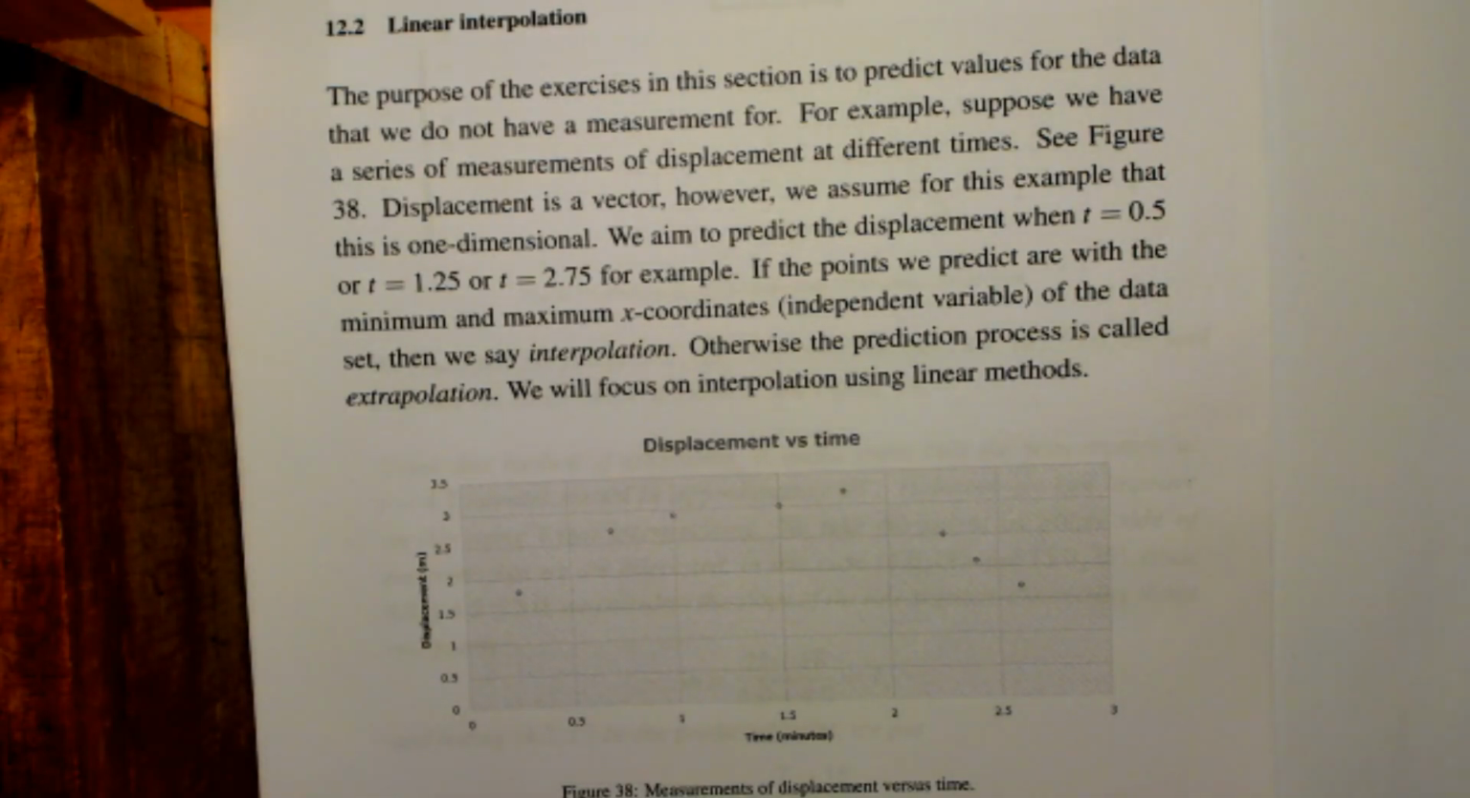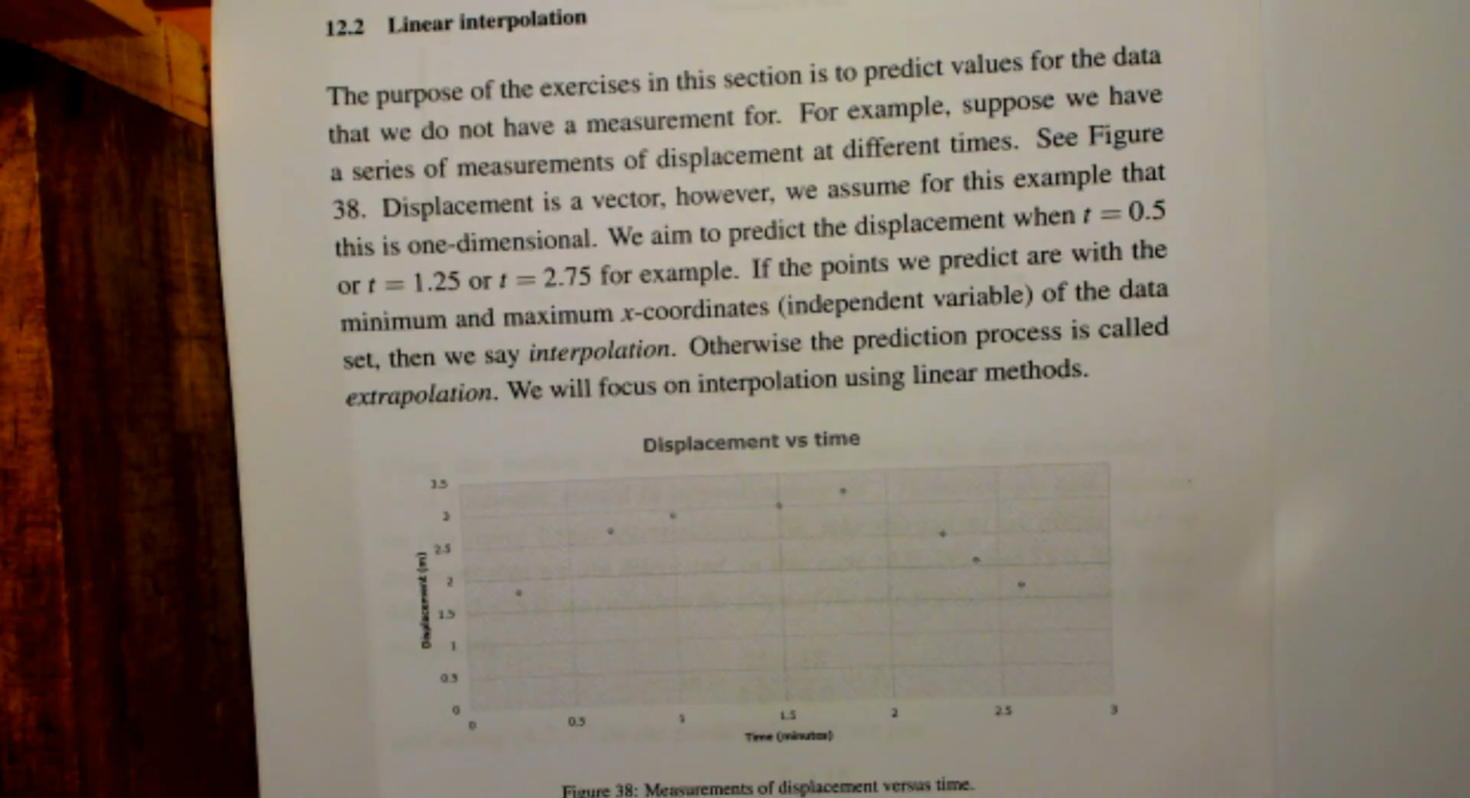Alright, so for example, suppose we have a series of measurements of displacement at various times. See the figure. Displacement is a vector. However, we assume for this example that this is one-dimensional. We aim to predict the displacement when t is 1/2 second, or 1.25 or 2.75 seconds, for example. In other words, between the measurement values that we have.